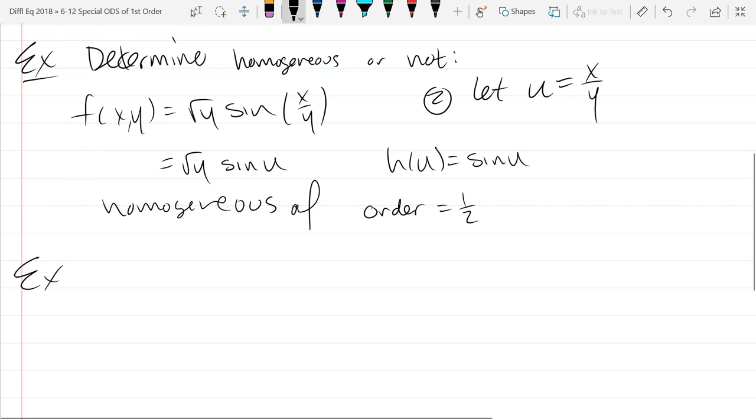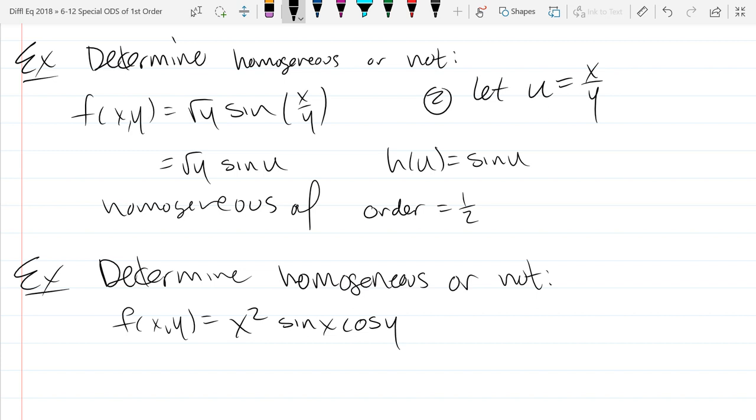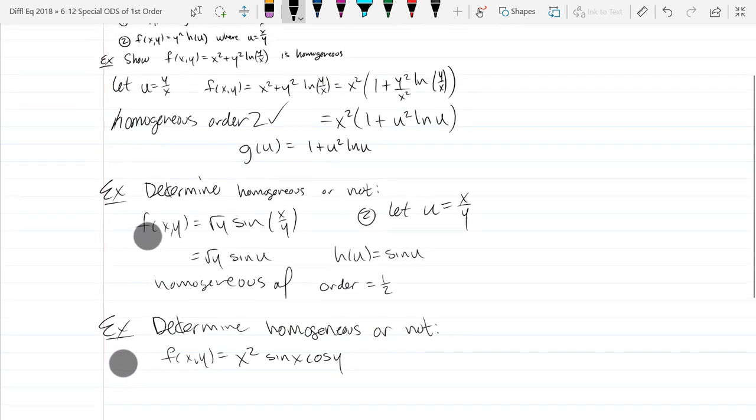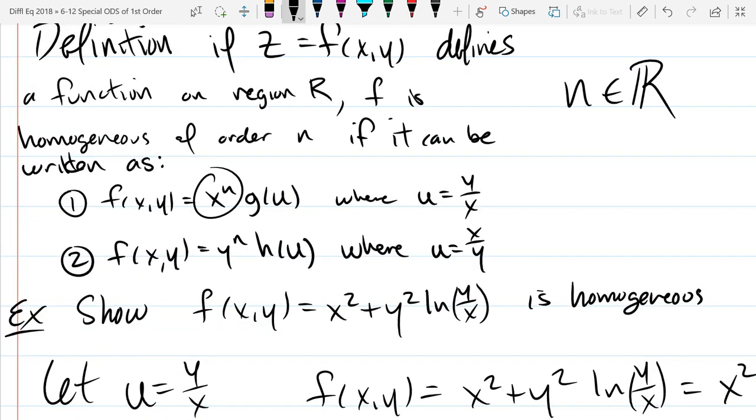All right, next problem. Same exact task, determine homogeneous or not. So I don't see x over y or y over x. However, there is a more obvious choice to make. And I apologize for having to make this super small. Should I go with one or two? Because of that x squared, or the x to the n form, I would say go with choice one, because there's already an x to a power out front.